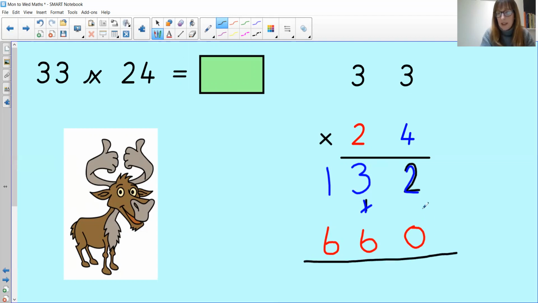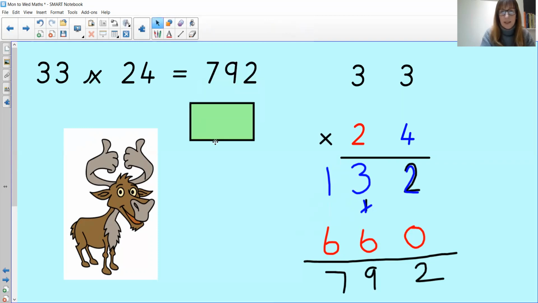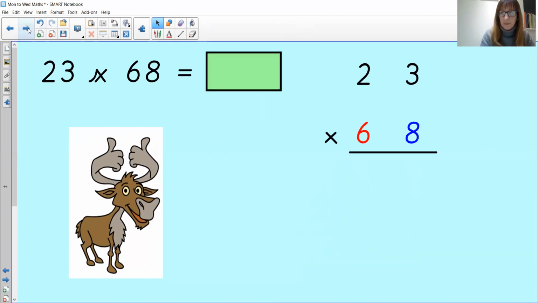is to add these two numbers together. So 2 add 0 is 2, 3 add 6 is 9, and 6 add 1 is 7. So our answer, 33 times 24, equals 792. So if you had to go before I went through it and you got the answer right, well done you. That's fantastic. Let's do one more together.